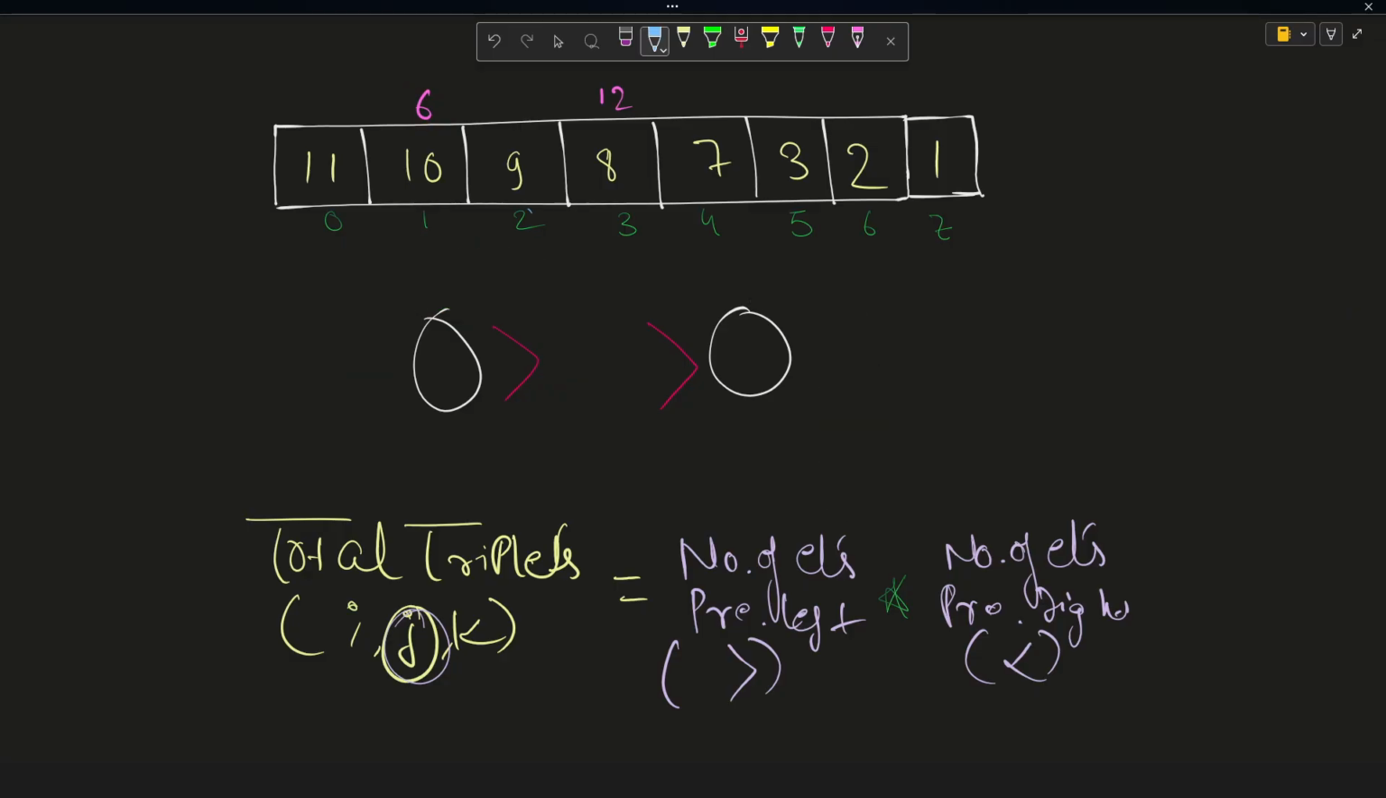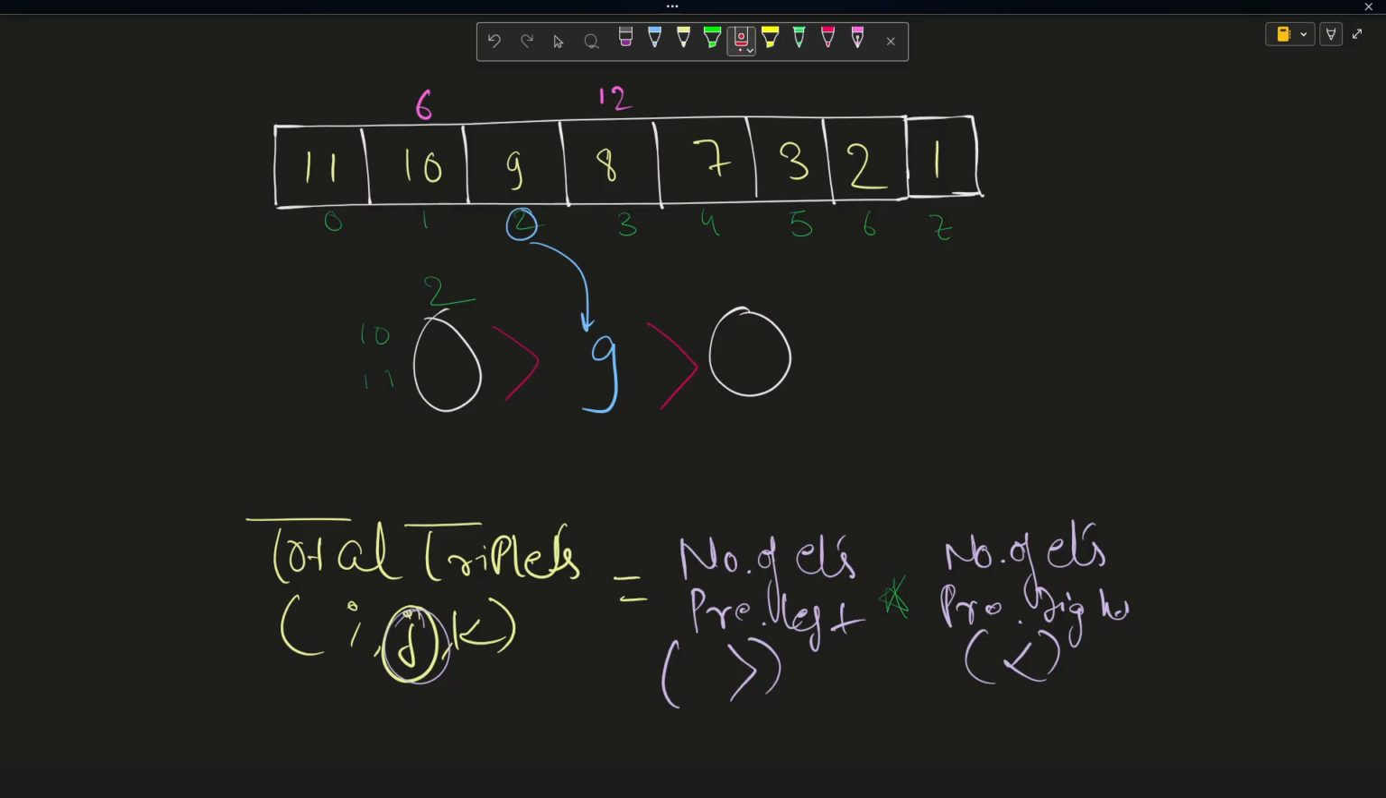Now I want to compute for this index. That is the second index. So what is the value? The value is 9. So now I want to answer the number of elements present on its left which are greater than this 9. Since there are 2 elements which are greater, I will write here 2. And what are these 2 elements? These are 10 and 11.